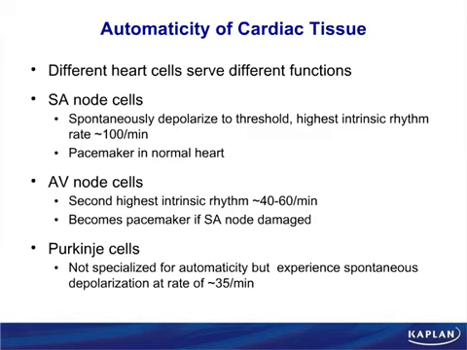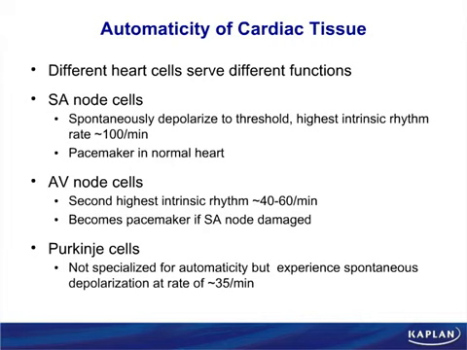All right, different heart cells serve different functions. One of the functions that we will have specialization in related to the heart will be automaticity. So the main site of automaticity is, of course, the SA node. The SA node is the normal pacemaker for the heart. It is the pacemaker because it has the highest intrinsic rhythm, or intrinsic rate. These cells spontaneously depolarize to threshold, and they have a rate of about 100 beats per minute.